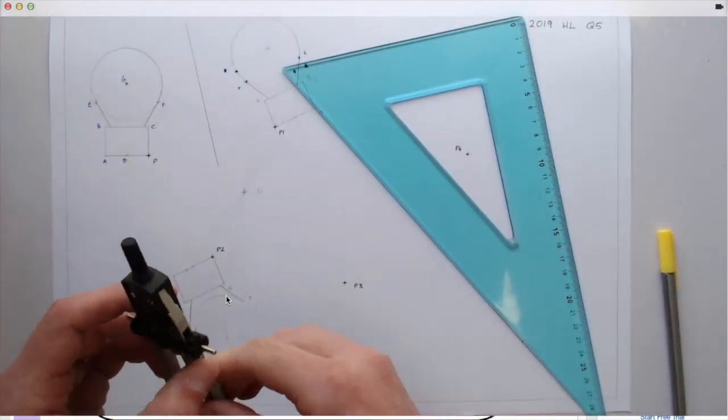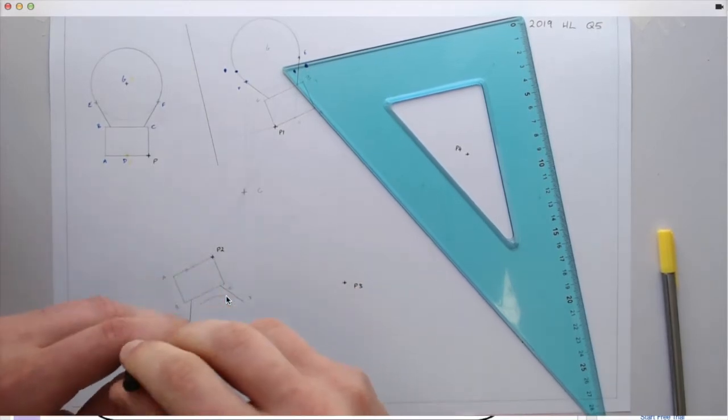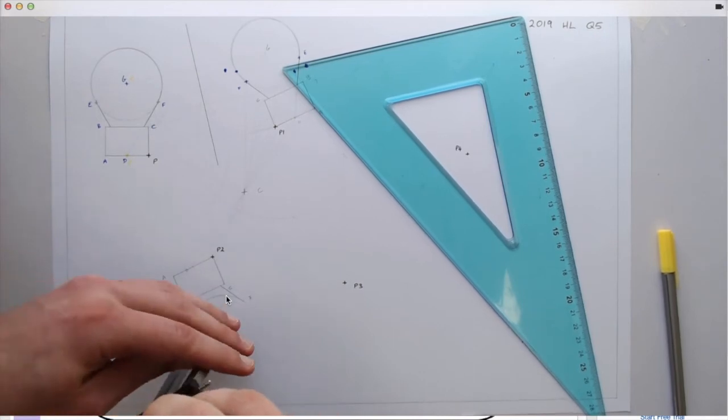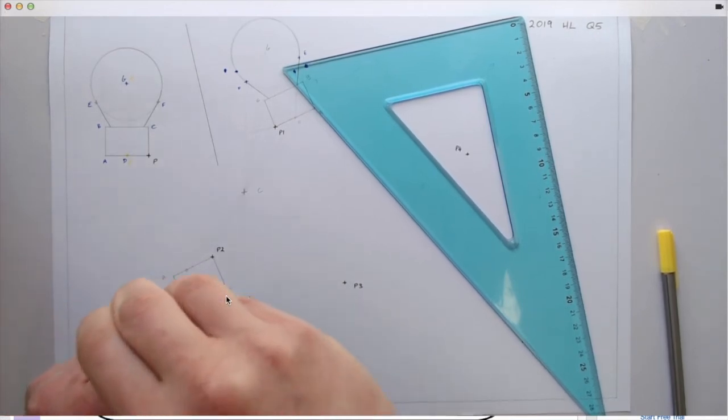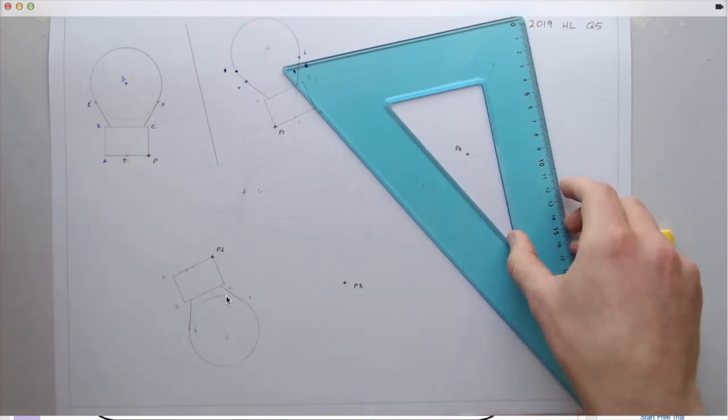Again, as I say, take your time when you're going through all of this. I'm going a little bit quicker, so you might see there's a little bit of inaccuracy sometimes when I'm going through them. Doing pretty well so far though.